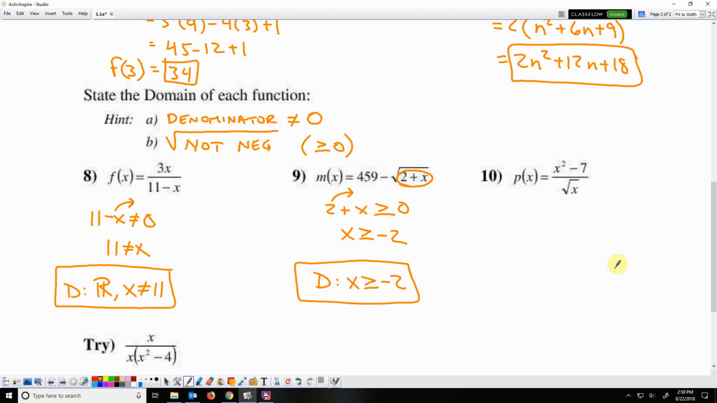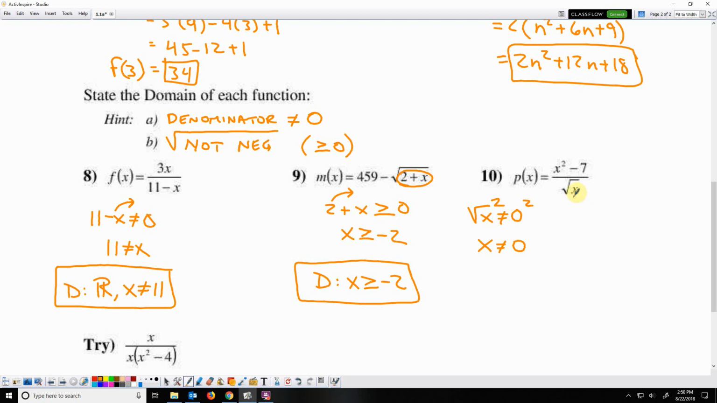And number 10, I do have a variable in a denominator, so hint A applies. So this entire denominator, the square root of x, cannot be equal to 0. So I'm going to go ahead and solve that by squaring both sides. So x cannot equal 0 squared, which is 0. x cannot equal 0.